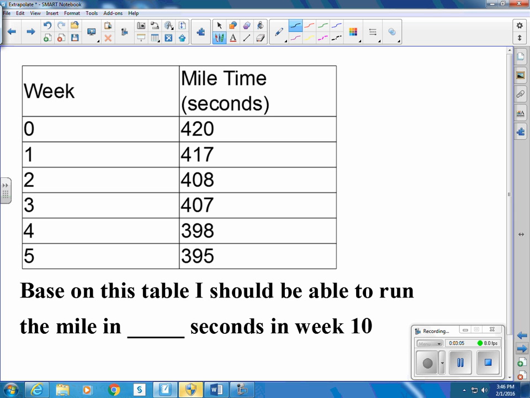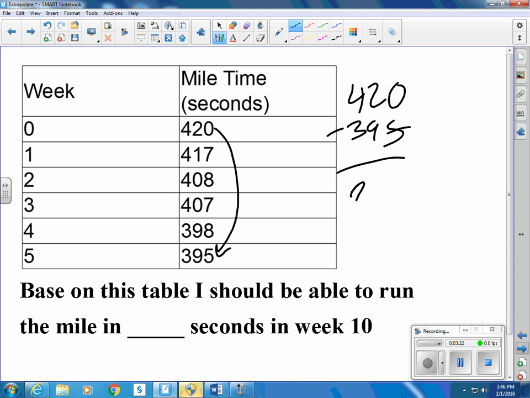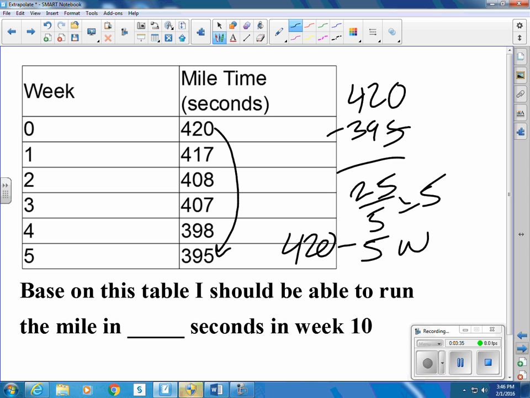Or the time could be getting less the more I practice on the mile run. So going from 420 to 395 in 5 weeks, that's a change of 25 in 5 weeks. That's I'm dropping 5 seconds per week. So you could say, well, that's 420 minus 5 times the number of weeks.